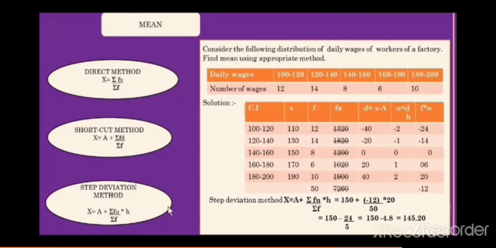Now use the formula. The step deviation formula is a plus sigma fi ui by sigma fi, times h. A is 150, you know very well, the middle value is 150, and then plus sigma fi ui is minus 12. If you substitute the values, h is the class length, then divide, you will get 145.20. For all three methods we have done, direct method, shortcut method, and step deviation method, the answer is 145.20. Okay, I hope you all understood.